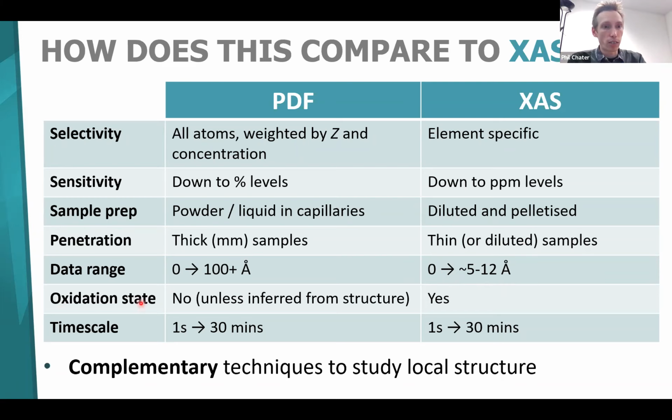So on the oxidation front or the electronic state of your systems, PDF does not give you any information about that unless you can infer it from the structure, which the PDF can give you. That's a relatively rare case, whereas the XAS can give you the information of the oxidation state. In terms of the timescales of the experiments, they're quite similar. I've put on the order of seconds to tens of minutes for both of them. Again, you can go shorter depending on the type of PDF and type of XAS experiment. And you may need to go longer if you go for the really precise ones for both of these cases. But they have quite similar requirements for data collection times.